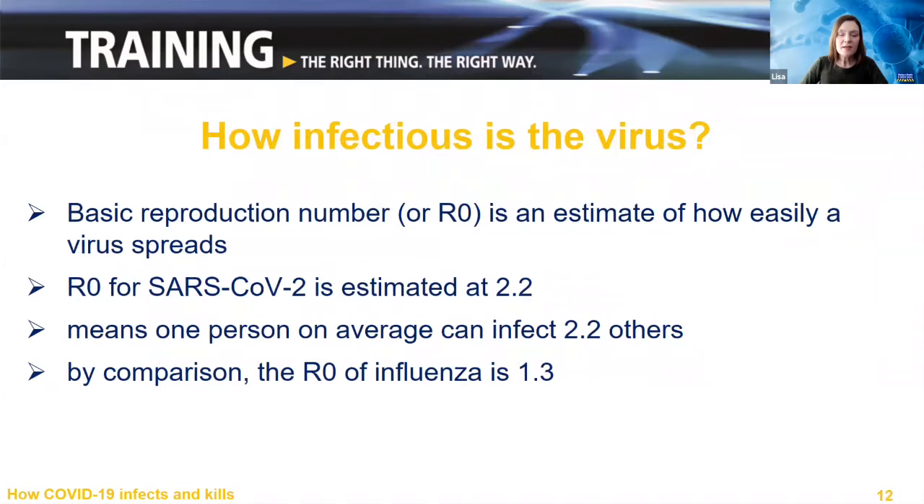To estimate how easily a virus spreads, scientists calculate its base reproduction number, or R0. R0 predicts the number of people who can catch a given infection from a single infected person. Currently, the R0 for this virus is estimated at about 2.2, meaning a single infected individual can infect, on average, 2.2 others. By comparison, the flu has an R0 of 1.3, making this virus much more infectious than influenza.